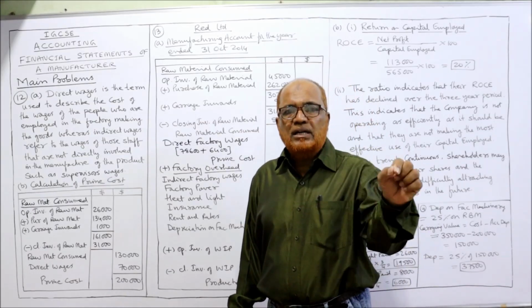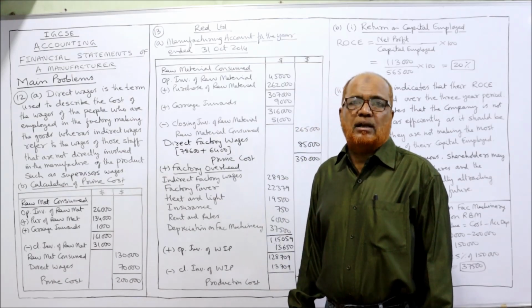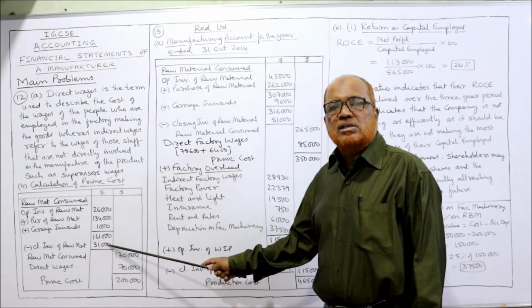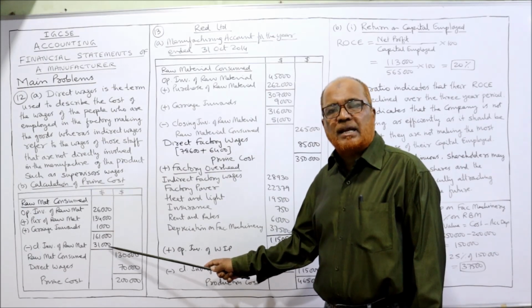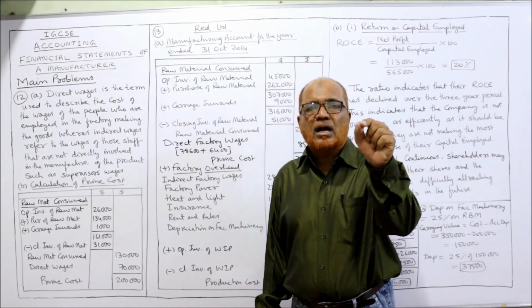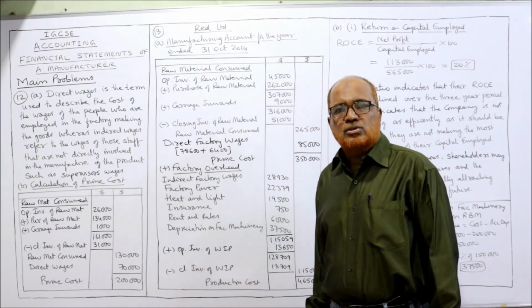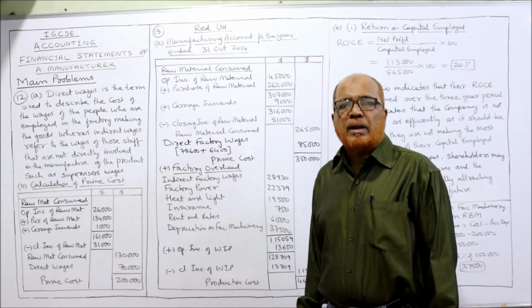From this we deduct the closing inventory of raw material. So 31,000 is the closing inventory of raw material. Subtract 31,000, 1,30,000 is the raw material consumed. To this we add direct wages 70,000. The total is 2 lakh, the prime cost.